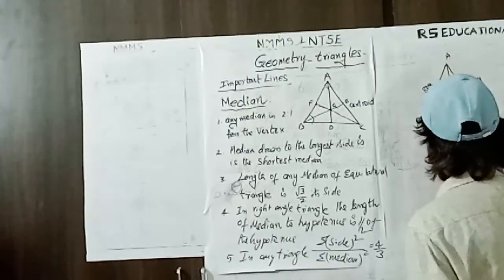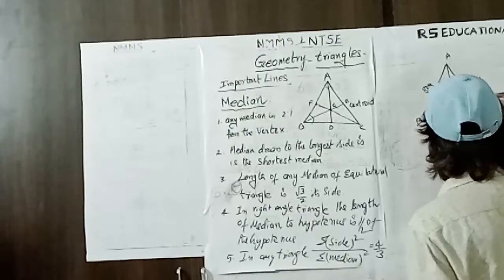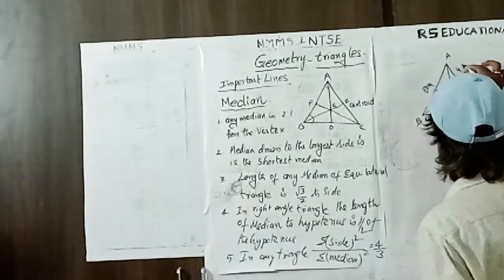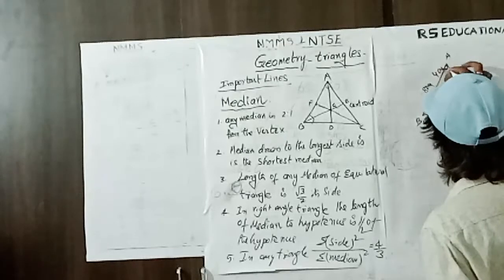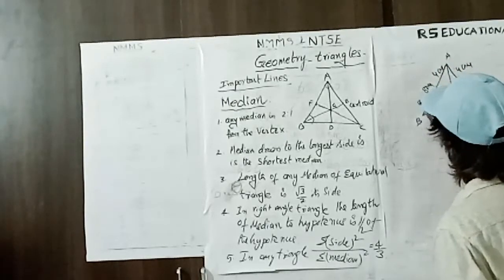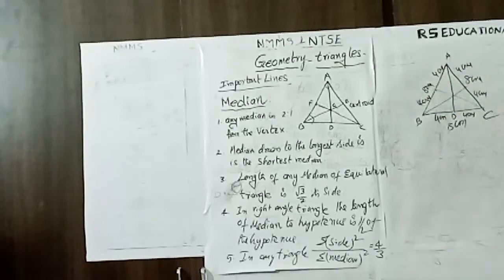This is 4 centimeters, 4 centimeters, 4 centimeters on each side. So D is the midpoint of BC. Since BC is 8, this is 4. The midpoint means all the segments of lines are equal in length.